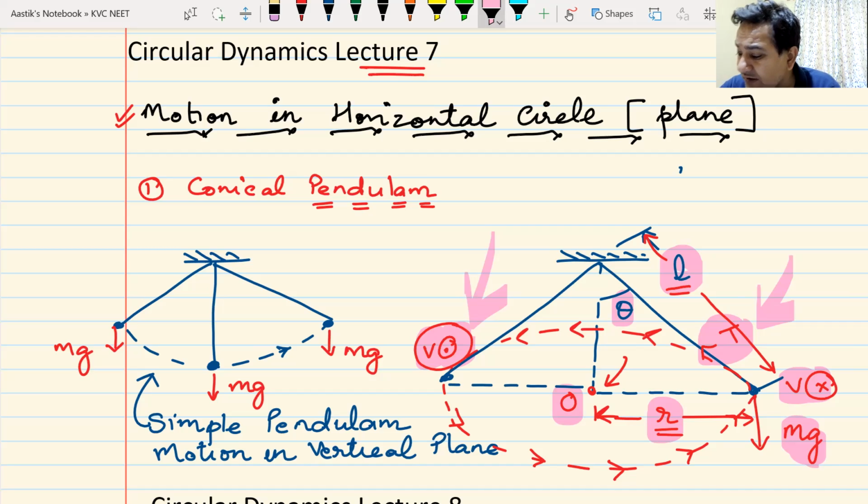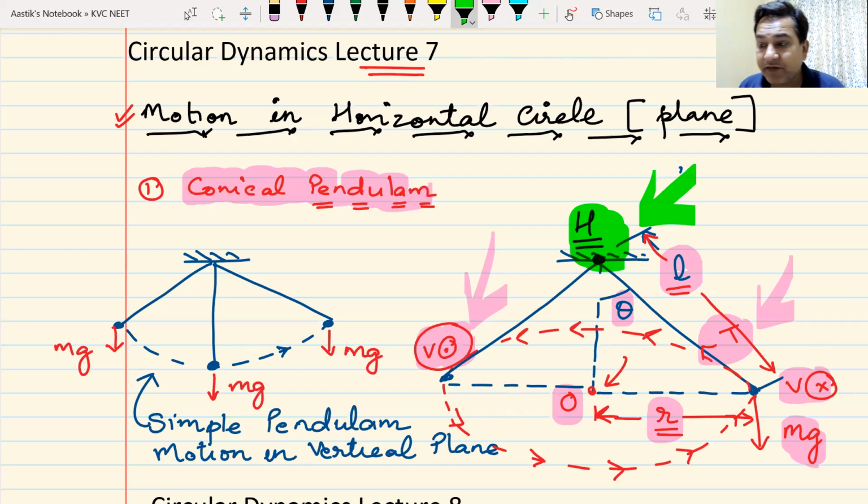That is the only thing that remains that we have not discussed in this conical pendulum: the angular momentum about this point H, which I'm sure would have been covered in the chapter on rotational motion. Apart from that, there's nothing in this particular topic that you now don't know.